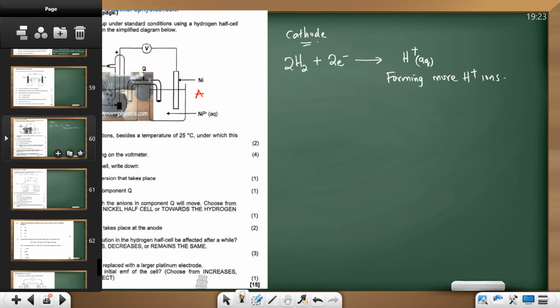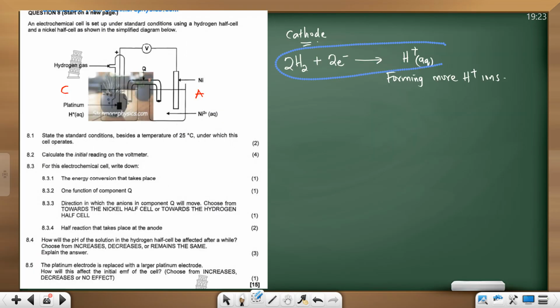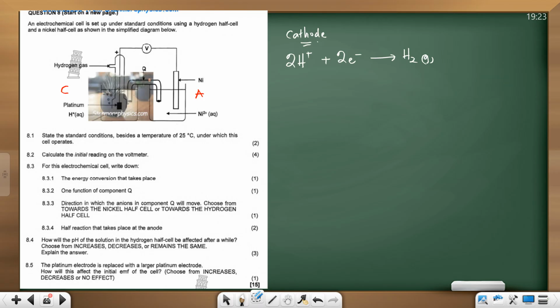Okay, so we are wrong here, right? What's it again? 2H plus plus 2e to form H2 gas. Okay, guys, what are we forming? We're forming a gas, right? Do you notice that the aqueous is being reduced? So what happens here? Concentration will decrease. What is pH? Negative log.